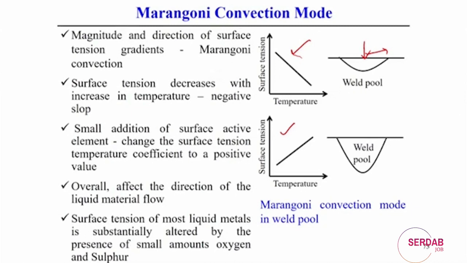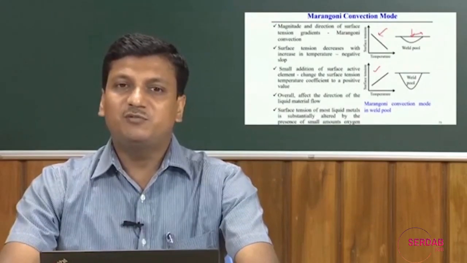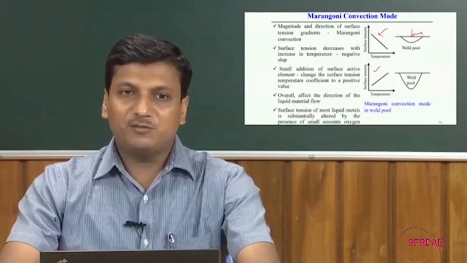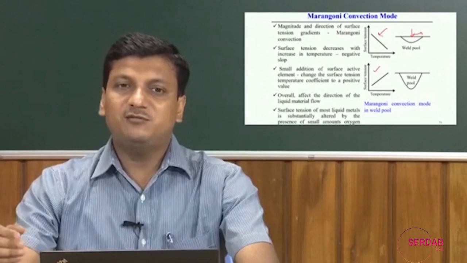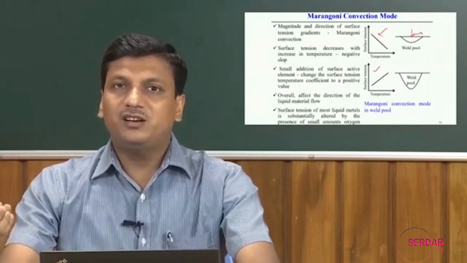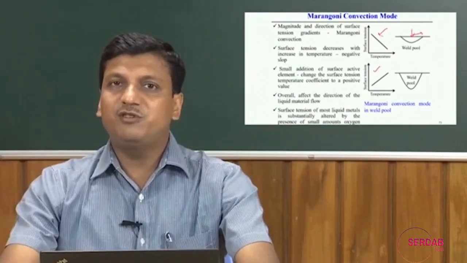So, the second case is more desirable, and that comes from simple basics, just adding some amount of surface active elements. But of course, the quantity or concentration of the surface active elements also has some role. Not any amount of surface active elements can change this surface tension gradient from negative to positive. So, what we understand from here is that the presence of the surface active elements overall affects the direction of the material flow, and that influences the change of the weld pool size and shape.